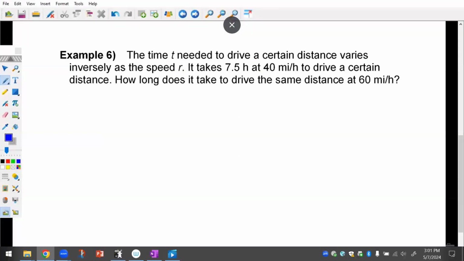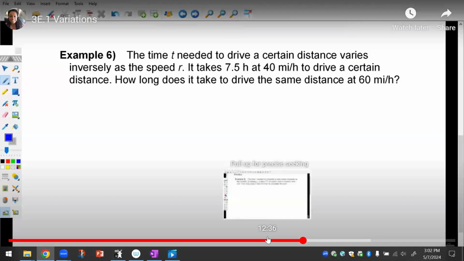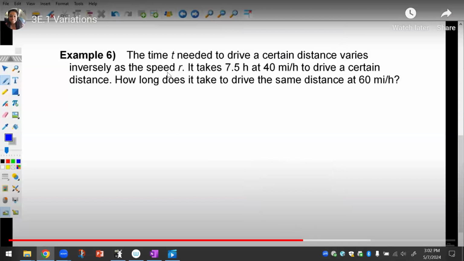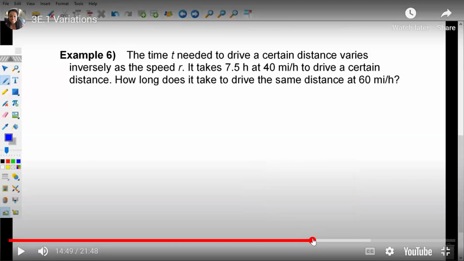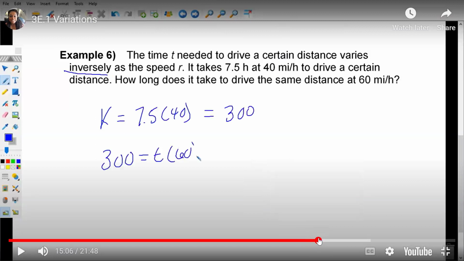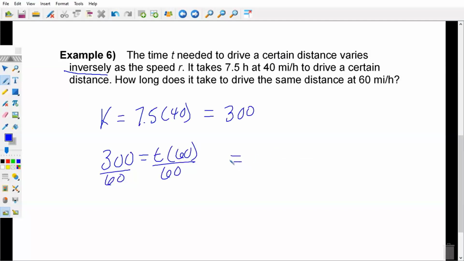Good job. All right, guys, are we ready to check? So T varies inversely with R. So you have K equals T times R, correct? That's 7.5 times 40, which gives us 300. So 300 equals T times 60. If you pick up your speed, it's now going to take you 5 hours instead of 7.5 hours.